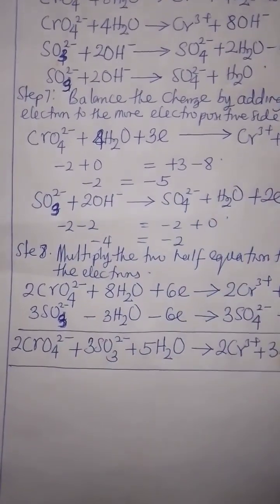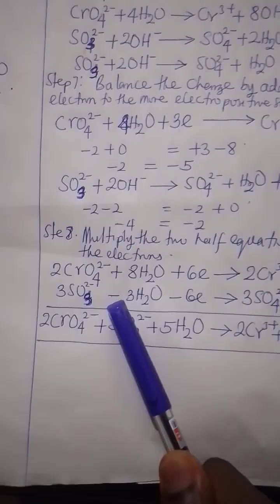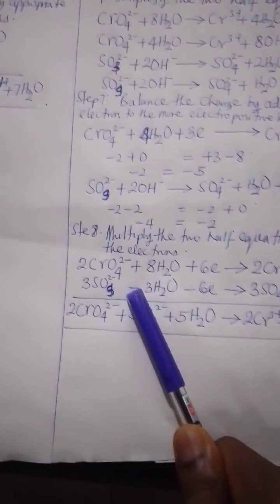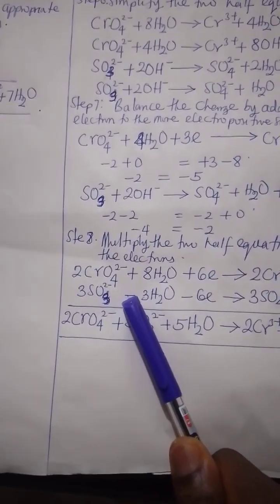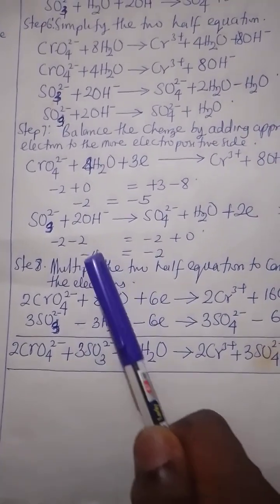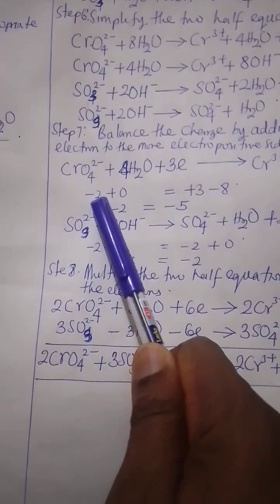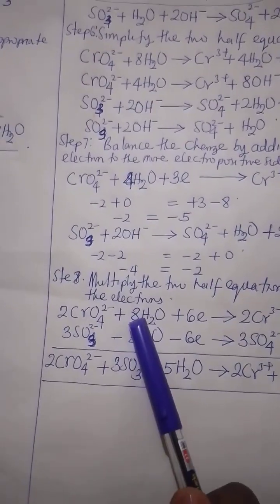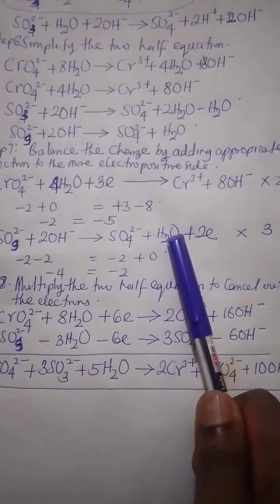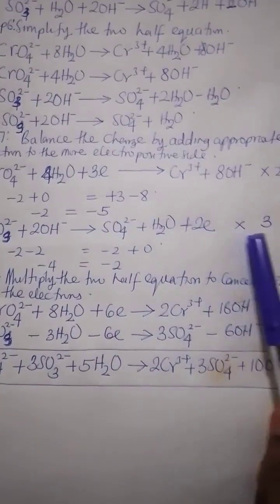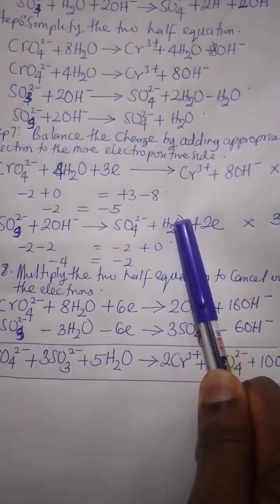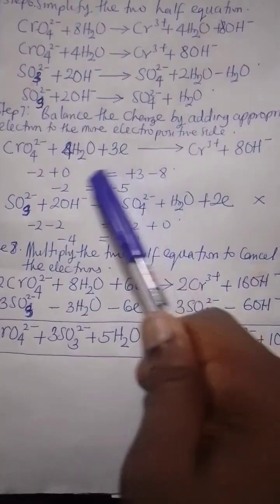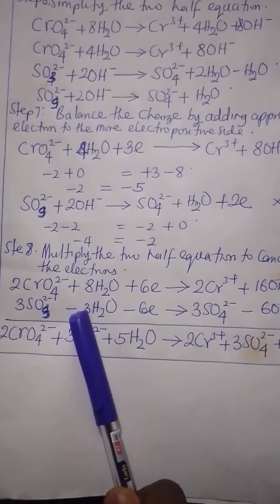Now, in multiplying the second one, we have to make the second half equation fit in properly, to align properly with the first half equation. So, if you look at it, we're multiplying by 3. So 3 times SO3 2 minus will give us 3 SO3 2 minus. Now, we have water on this side, so we will need to transfer this water to the other side. So 3 times H2O will give us 3H2O. So as we move it to this other side, it becomes minus.